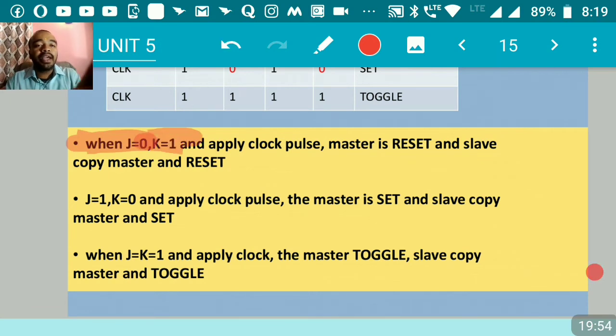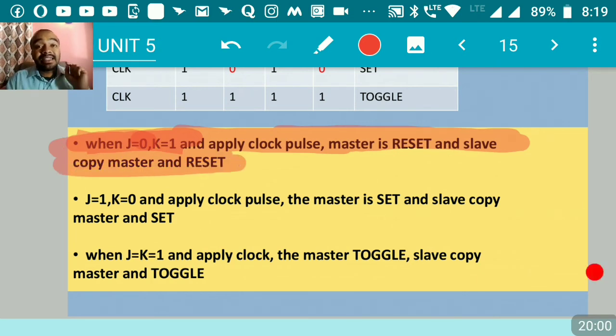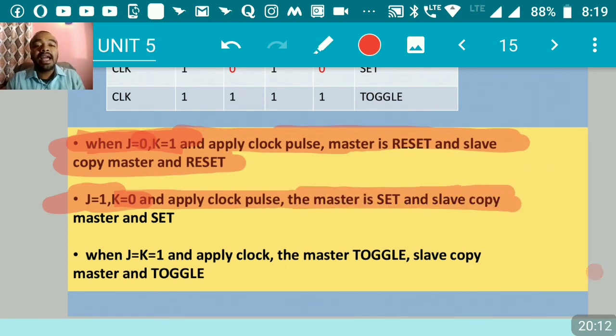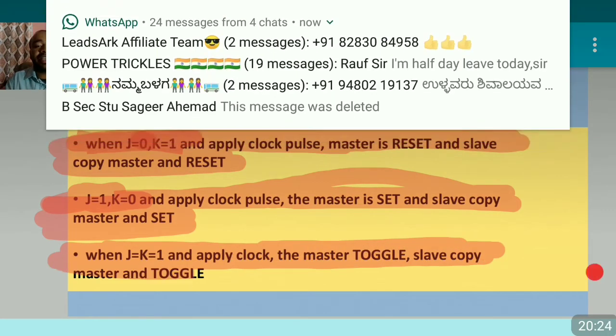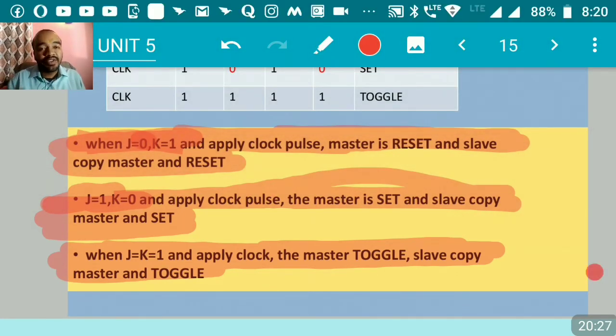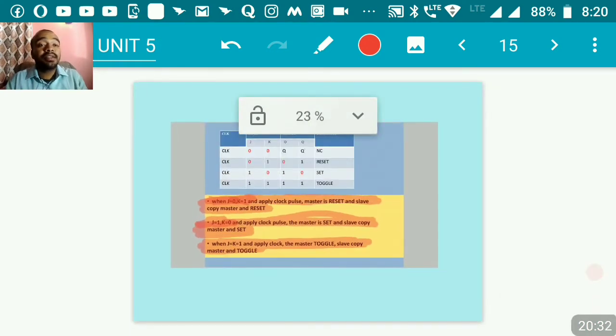When J is equal to 0, K is equal to 1, after applying the clock pulse, the master is going to get into reset state and the slave copies the master and resets. Simple. When J is equal to 1 and K is equal to 0, after applying the clock pulse, the master is going to get into set state and the slave copies the master and sets. Then when J is equal to 1 and K is equal to 1, after applying the clock pulse, the master toggles and the slave copies the master, and even the slave is going to get into toggle state. This is what happens with your master slave JK flip flop.